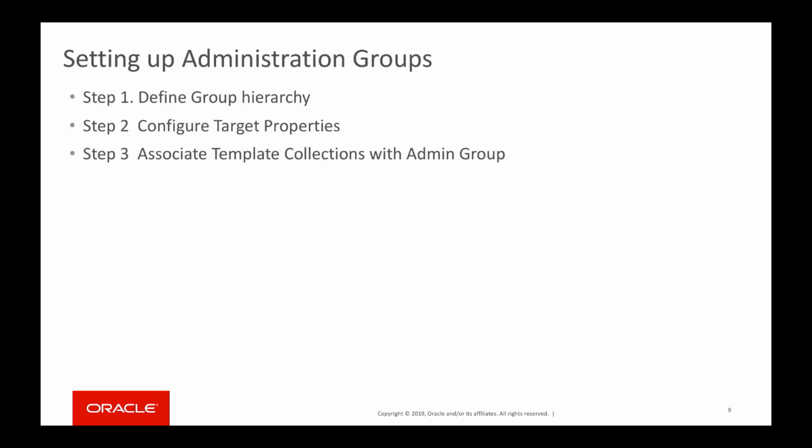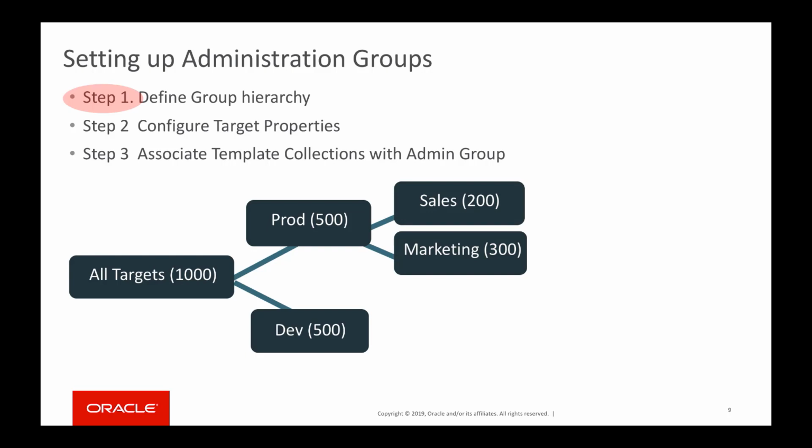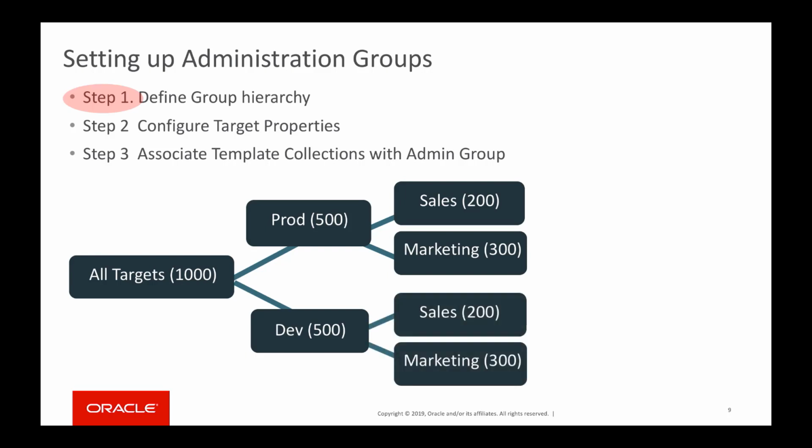So how can you set up an admin group? This comes in 3 steps. First step, you need to define the structure of the targets you manage in the group. For example, in this diagram, you may have 1,000 targets and 500 of them are in production and another 500 of them are in development. Then within the production group, 200 may belong to the sales department and the other 300 belong to marketing. The same applies to the development group.